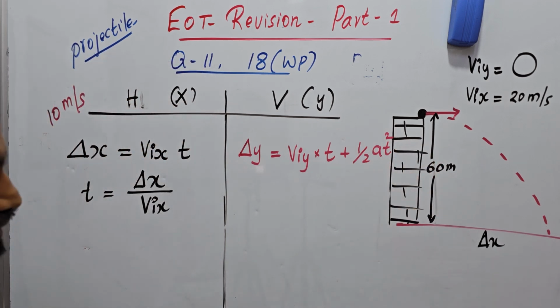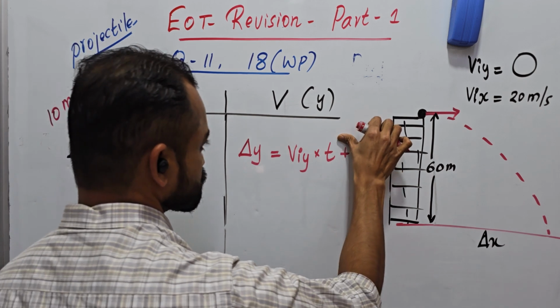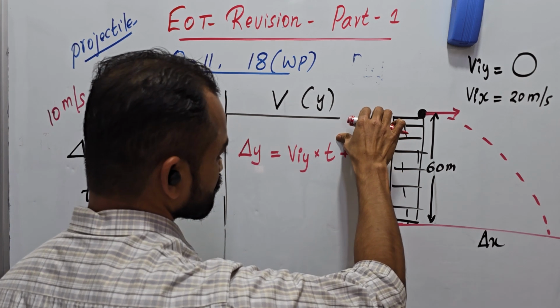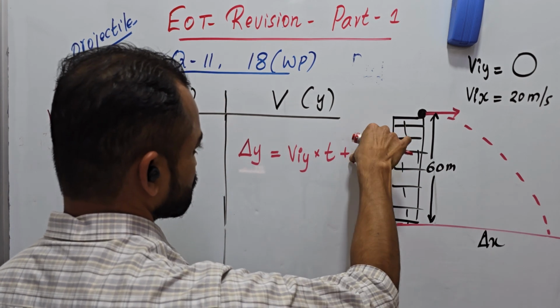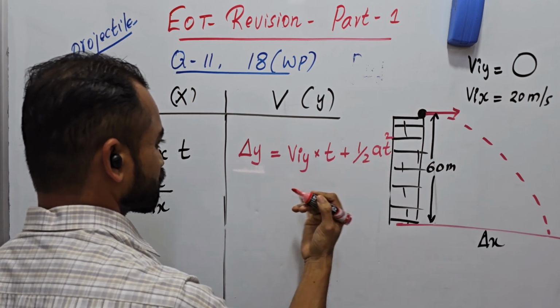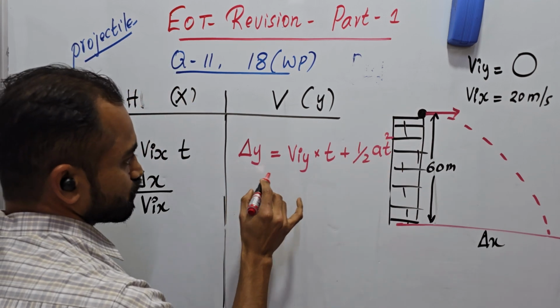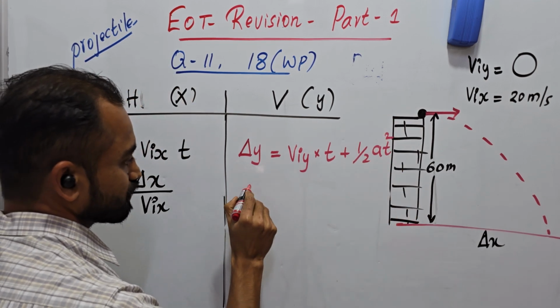So we will use this equation. In the worksheet, what I did is, I made a minus here, right? Okay, no problem. Anyway, so delta y, how much is delta y?